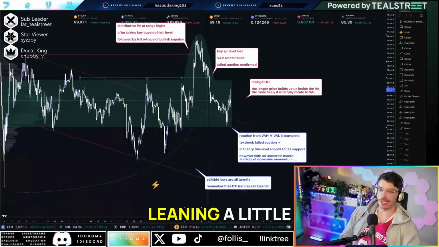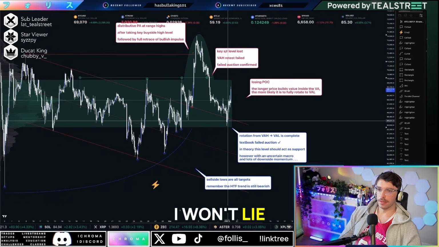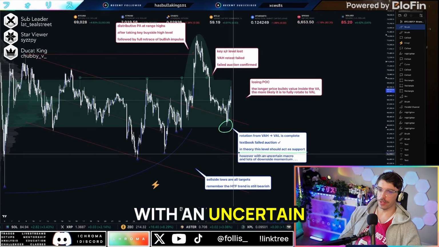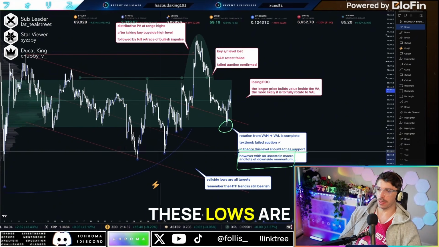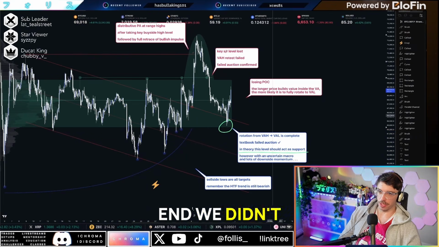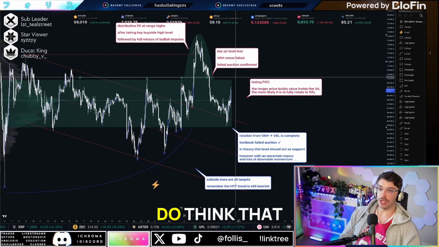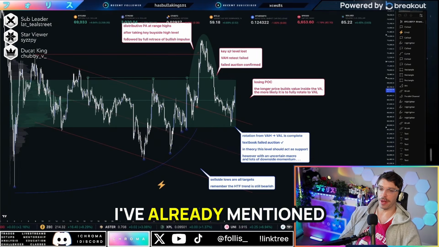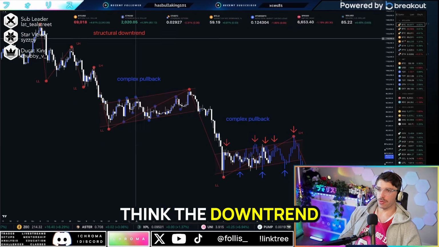Now, I was leaning a little bit bearish, I won't lie. I said that in theory this level should act as support. However, with an uncertain macro and lots of downside momentum, these lows are also a target. Now, in the end, we didn't go for them. We have bounced here. But I do think that long term, these are going to be the lows that get targeted. I've already mentioned, I do not think the downtrend is over.